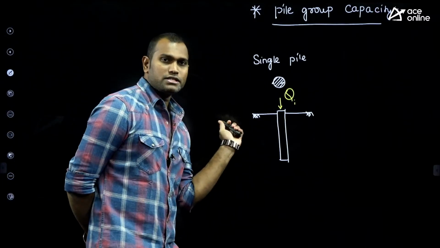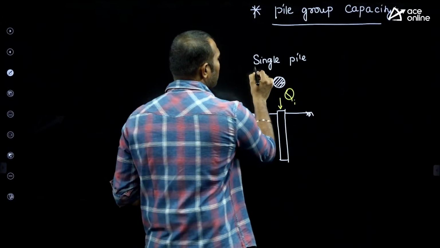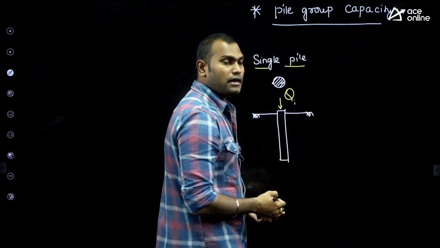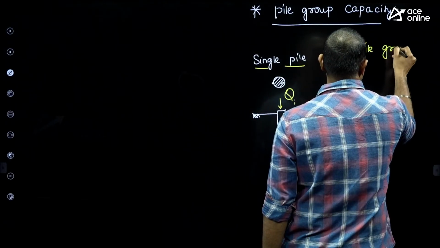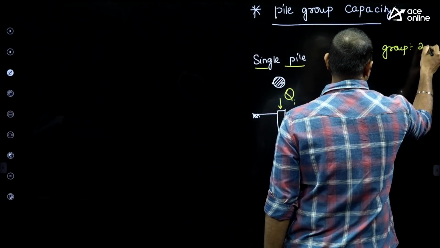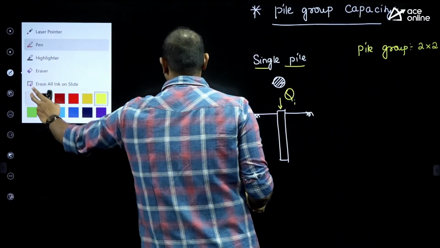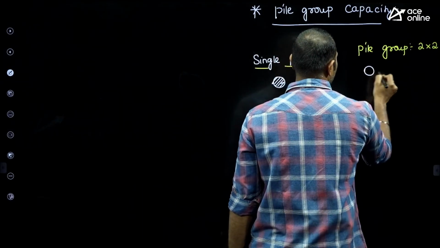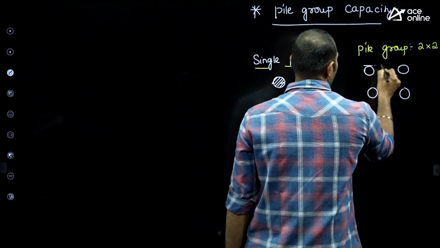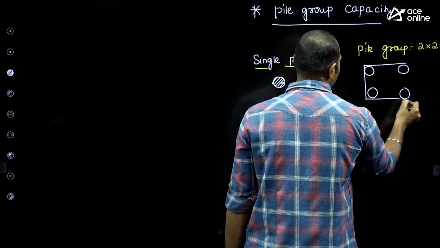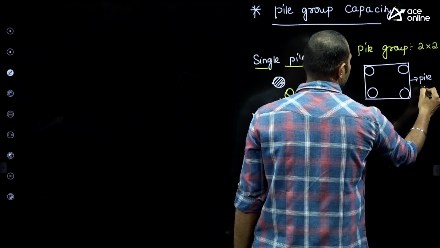So that's what we have discussed so far, whether it is clay or sand, how to find it. But if you take the same pile in a pile group, suppose let's take a pile group of 2 by 2. Now I am going to arrange similar piles in a pile group. This is one pile, this is one pile, this is one pile, this is one pile. And you arrange them in a group, and let's say this is the pile cap.